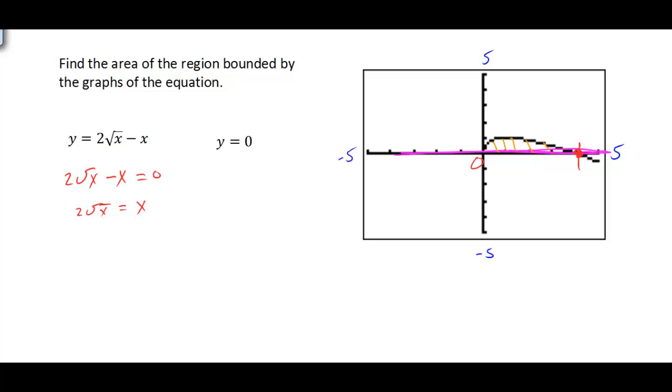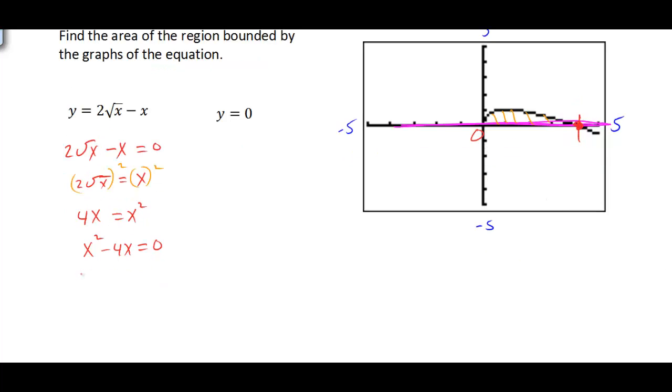Then if we square both sides, don't forget to square the 2 out front, so that's a 4. And if we square the square root, that becomes x equals x squared. If we move everything to one side, we have x squared, move the 4x over, so that's minus 4x equals 0. If we factor out an x, we have x times x minus 4 equals 0. So we know that x is equal to 0 and x is equal to 4. We can tell our initial guess of 0 was right, and over here where it crosses the x-axis is certainly going to be at 4.